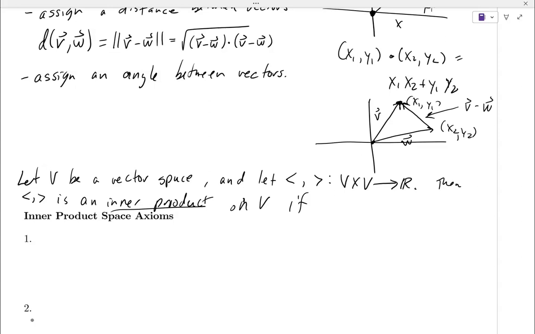Yeah, the commutativity, right? Being able to go back and forth. So that's going to be our first inner product axiom: if I take the inner product of two vectors, the order doesn't matter. So the inner product is commutative. I can do the inner product in either order. It doesn't matter which order you do it in.